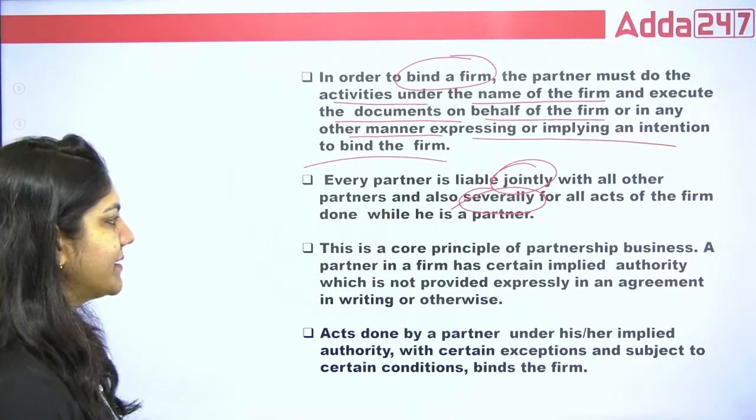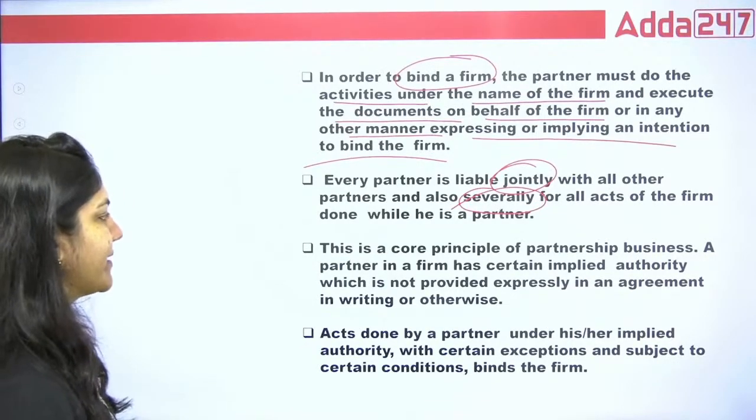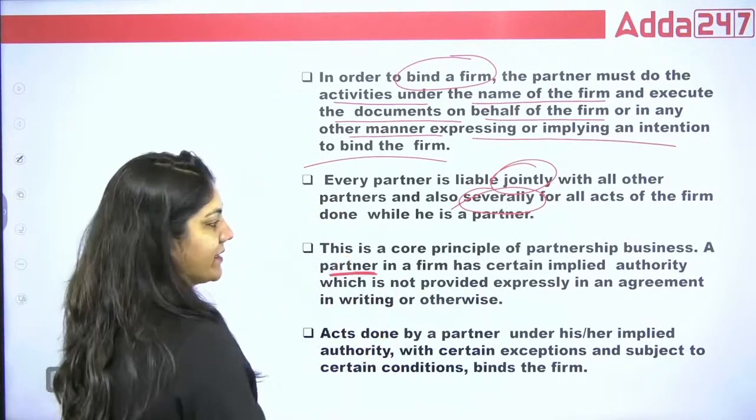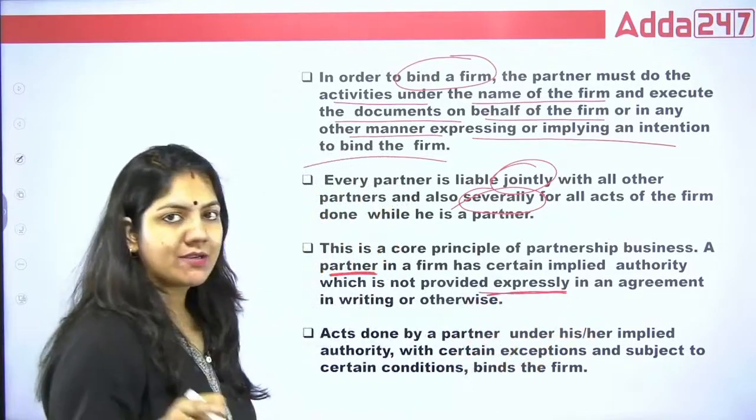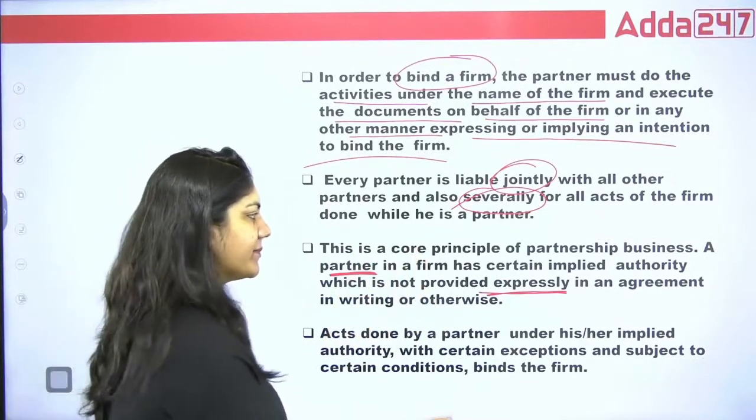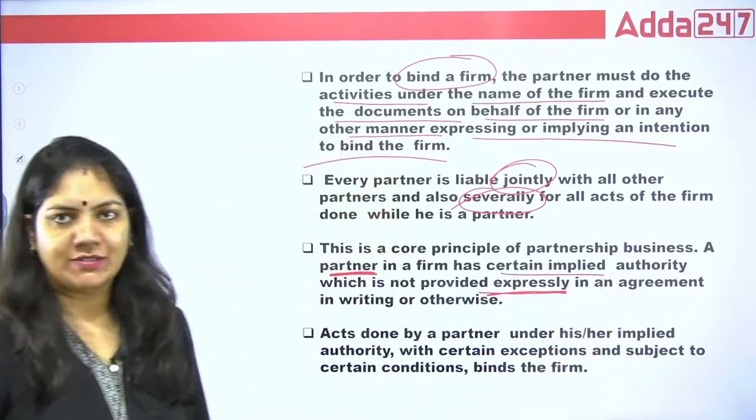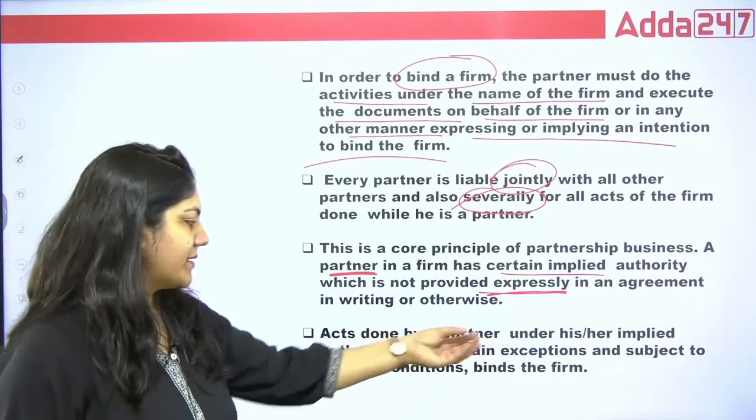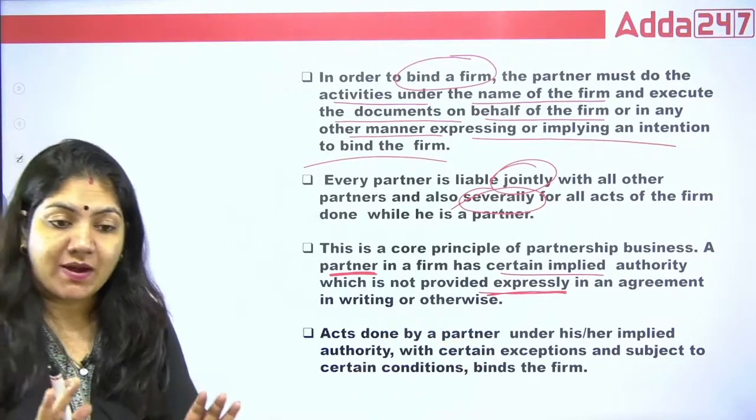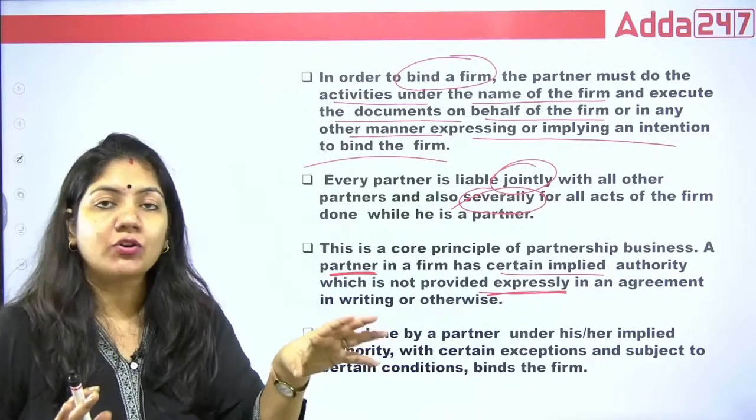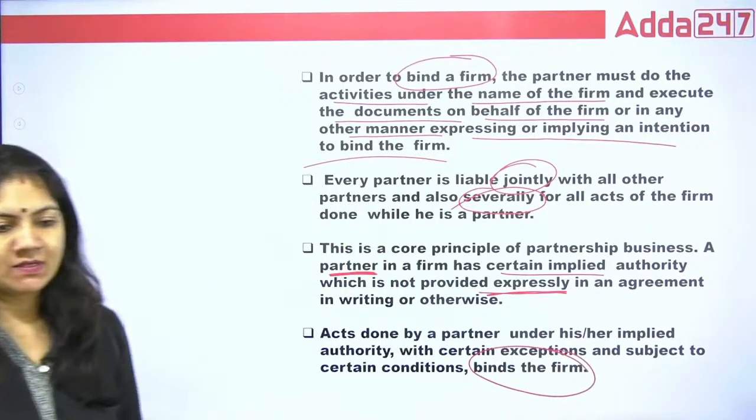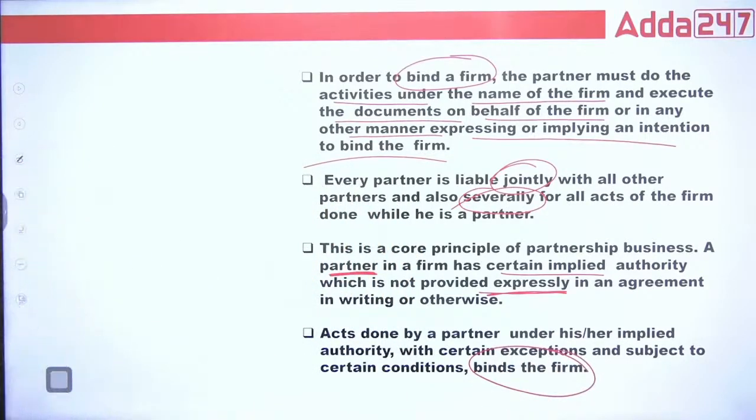A partner in a firm has a certain implied authority which is not provided expressly in an agreement in writing otherwise. It means, class, if a partner does anything which is not written in the partnership deed, in that case also the partner can do it. The partner can execute the activity. Acts done by the partner under his implied authority, with a certain exception subject to certain conditions, bind the firm. It means if any partner does things which are not written in the partnership deed, for that thing also the partnership firm is liable.